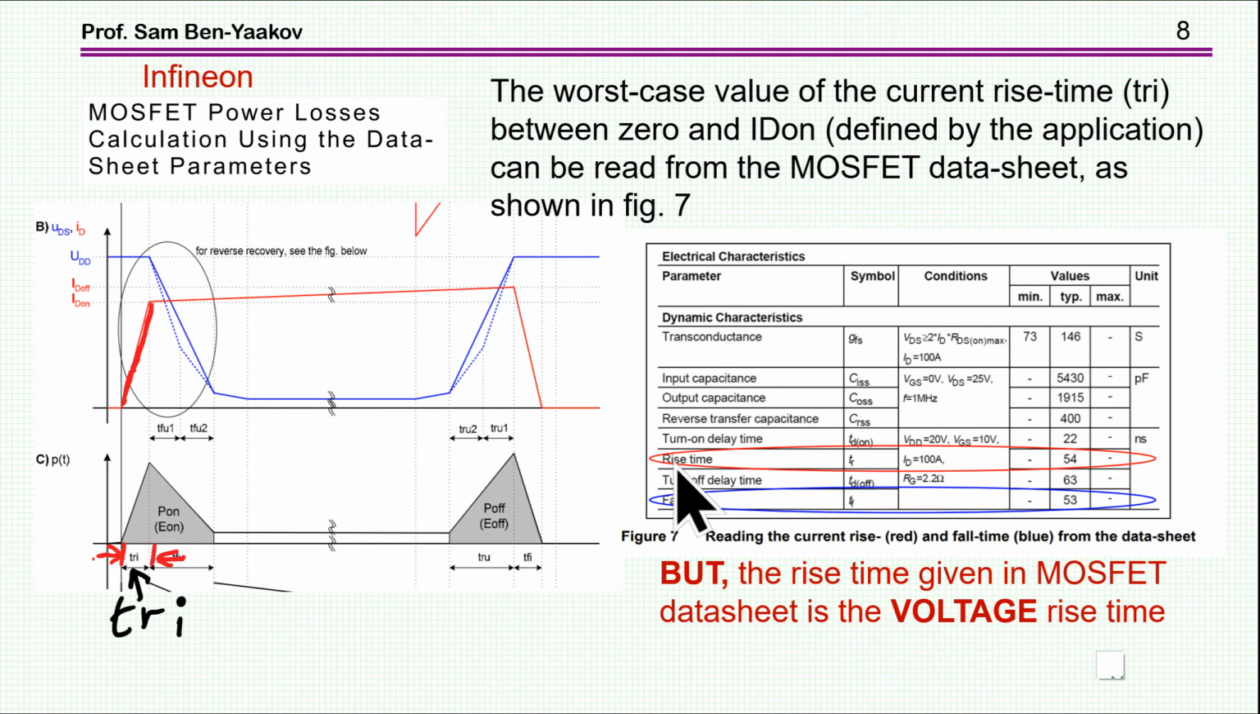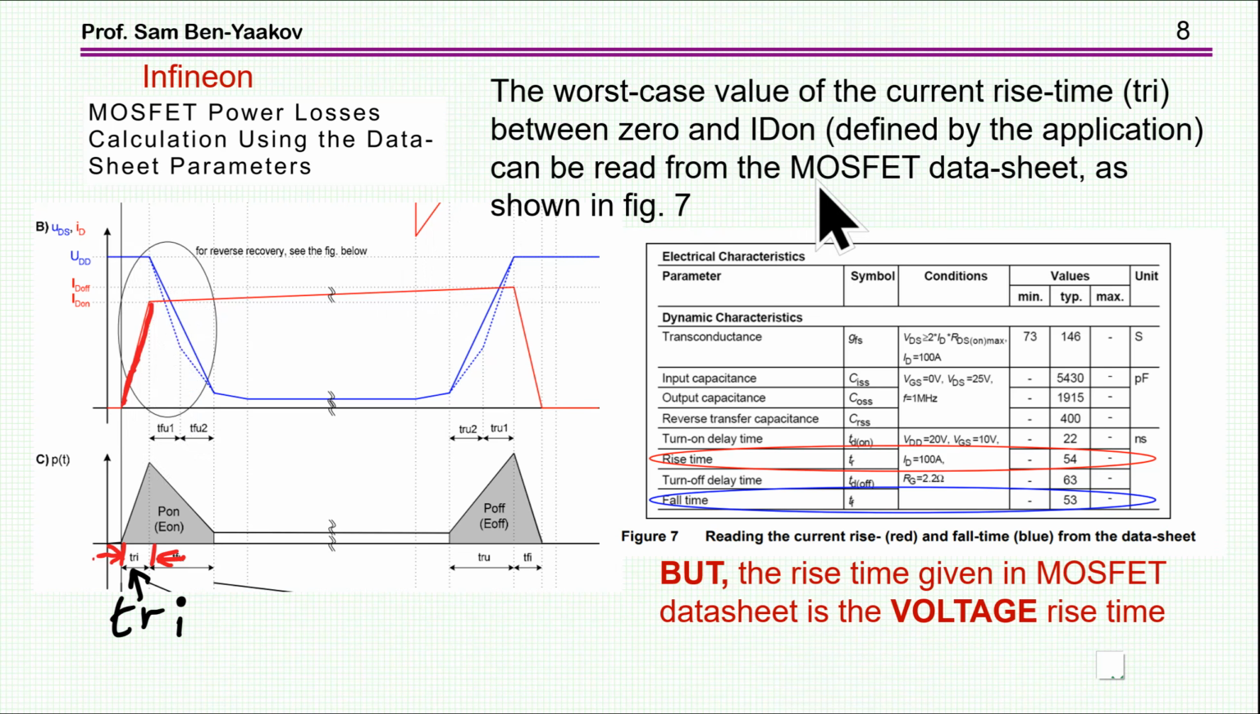Now, Infineon is also considering this situation and suggesting a way to handle it. So this is from a document entitled MOSFET Power Losses Calculation using the datasheet parameters. And here we see the same thing. We see the rise of the current. We see the voltage which starts to drop when we reach this point. Now, again, this is unknown.